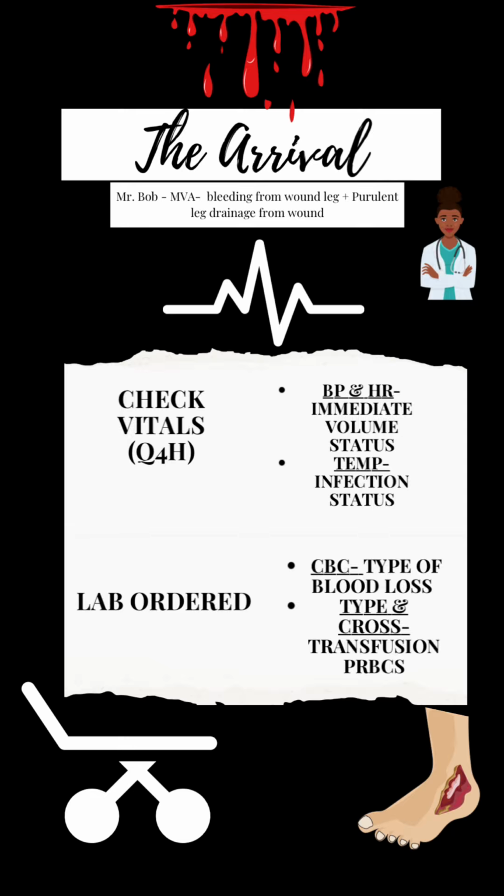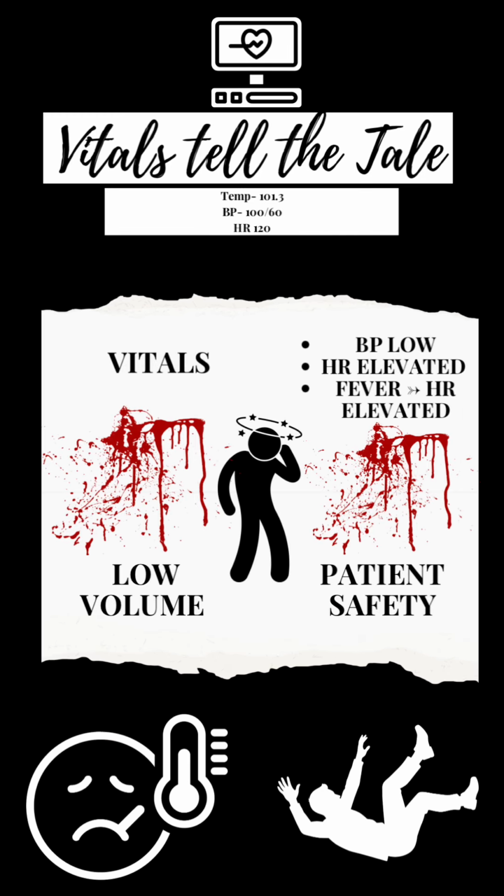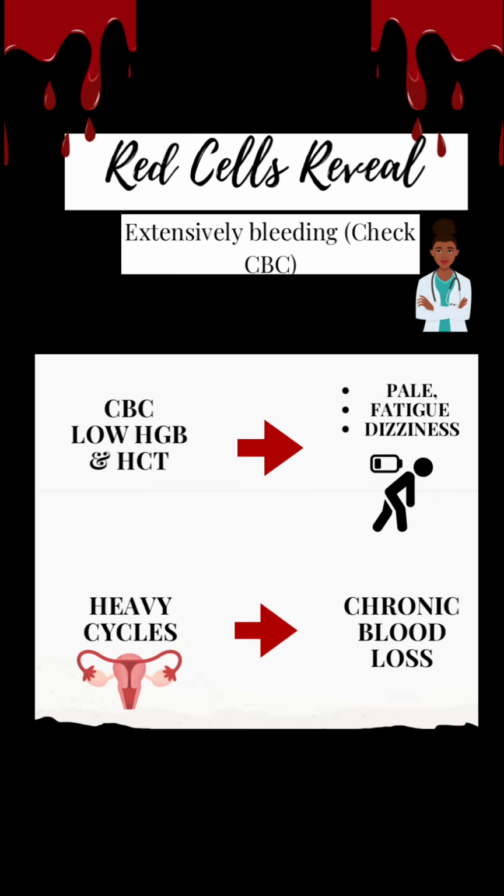The provider orders a stat CBC, type and cross, to prepare for blood transfusion. His vital signs show tachycardia and low blood pressure. When blood volume drops in the body, the heart rate increases. Nurse Jean knows the heart rate is elevated when a person has a fever. Nurse Jean expects his hemoglobin to be low and for him to report feeling tired.